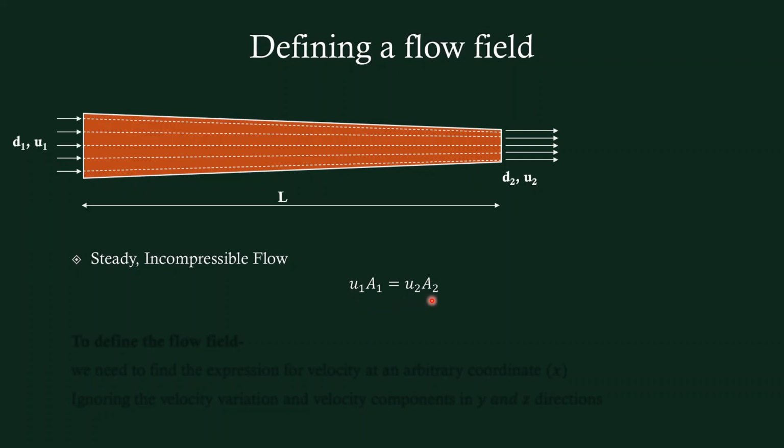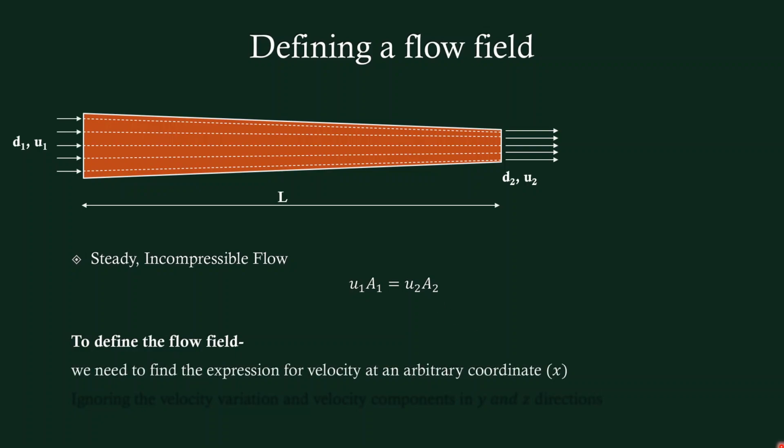Now, to define the flow field, what we need to do is find an expression for velocity at an arbitrary coordinate x. That is, if you consider any cross section at a distance x from the beginning of the pipe. Beginning means, in this case, if you consider a coordinate reference system, this is the origin where x equals 0. As we move on in this direction, x increases. At this point, x equals L.